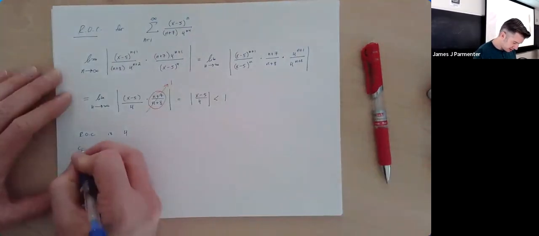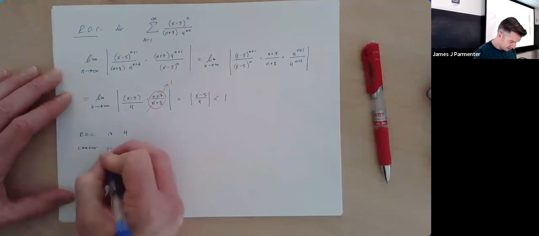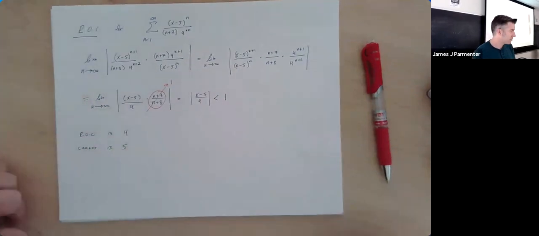The center is, I know we haven't talked about it yet, 5. The center is always the number that, if you substituted it in for x, you would get 0. So I can see that the center is 5 because if you plug in 5 for x, you get 5 minus 5, which is 0.